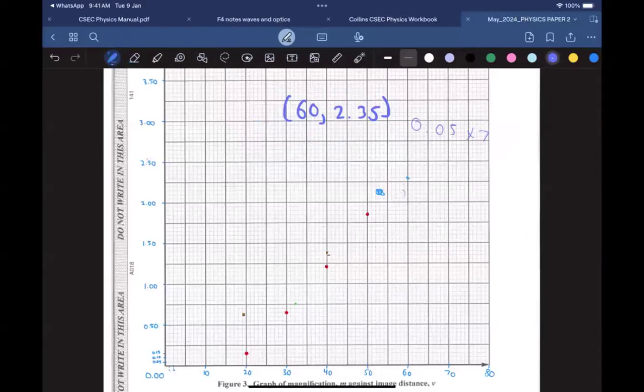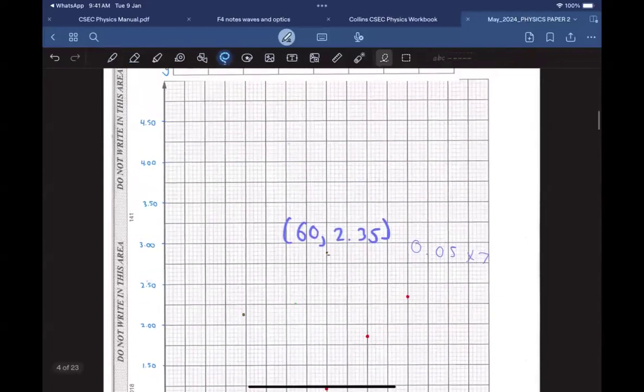So that would be, and I could even demonstrate that: 2.05, 2.10, 2.15, 2.20, 2.25, 2.30, and it should be 2.35 right here. And again, we are seeing no funny business, a straight line. Love it, love it.